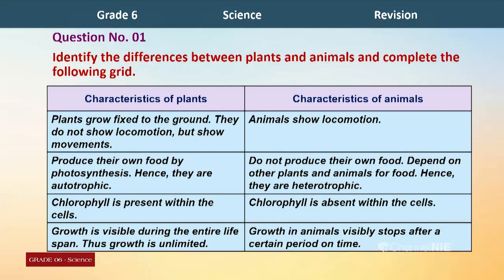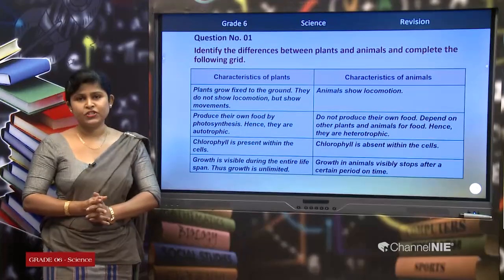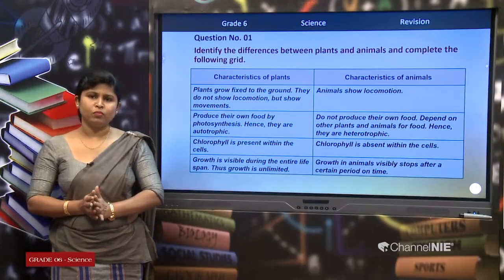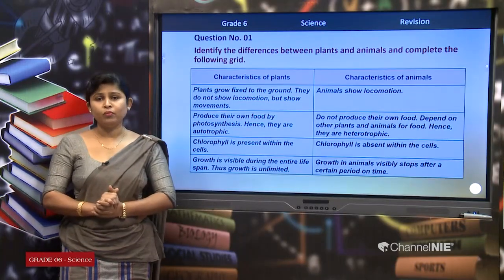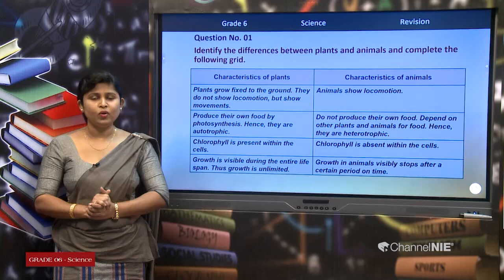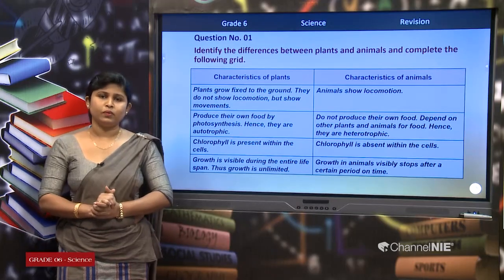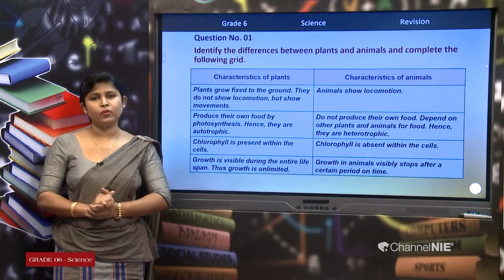Animals show locomotion, right? Once again, let's read it. Plants grow fixed to the ground. They do not show locomotion but show movements. Animals show locomotion. My dear children, so what do you mean by locomotion? What do you mean by movement? Both movement and locomotion are the same or not? No, locomotion is different from movement.